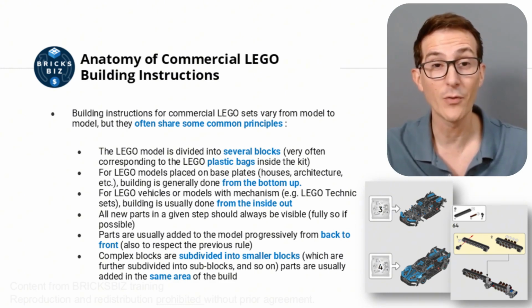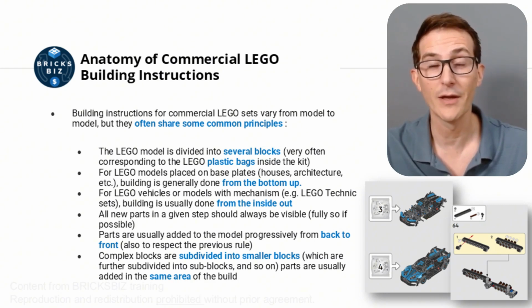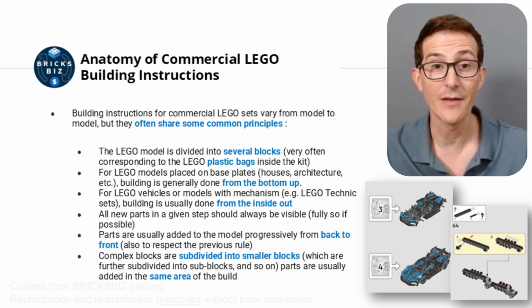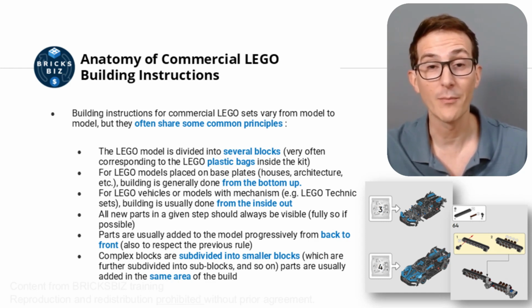Complex blocks are frequently subdivided into smaller blocks, which in turn are subdivided into even smaller blocks. Parts are generally added in the same building area. It's, for instance, rare, except on very small models, to see parts added to the very right of the model at the same time as parts added to the very left.